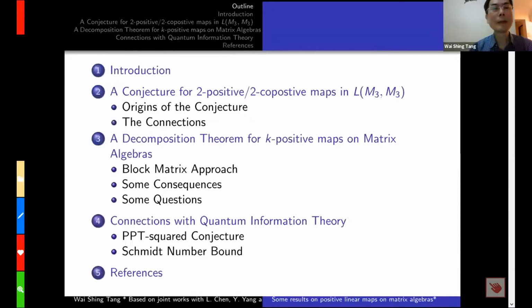Okay, so now my talk will be divided into several sections. The second section is about a conjecture for two positive maps from M3 matrix algebras, and the third section will be describing a decomposition for K positive maps, and in the last section, I would like to mention some connections with quantum information theory.